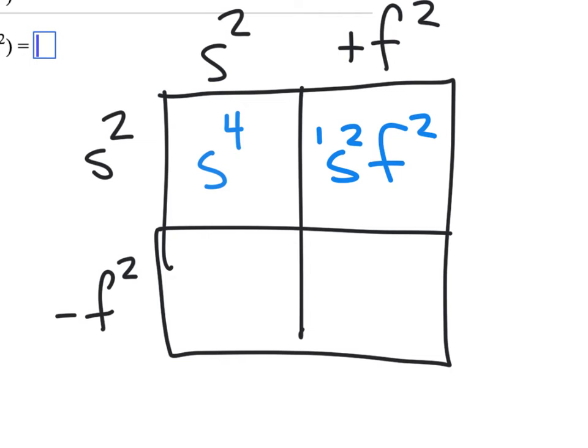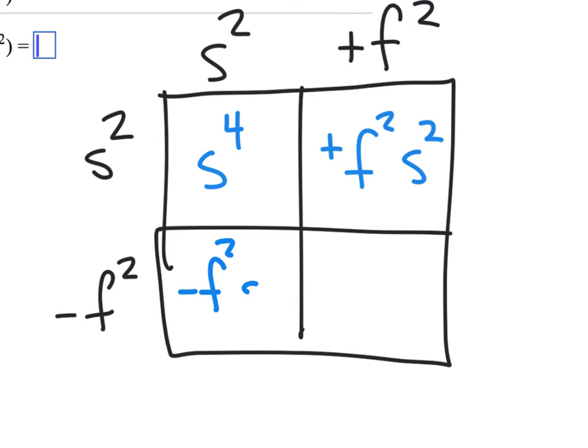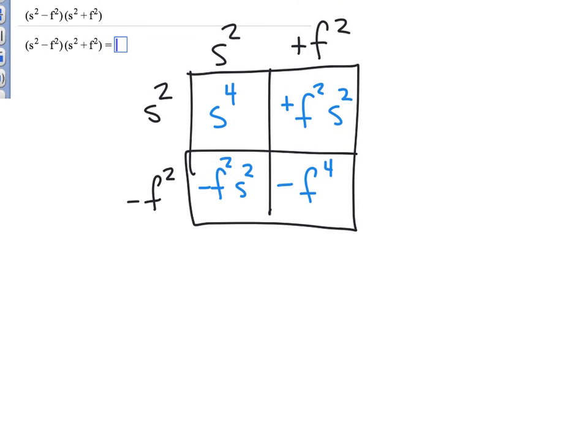Now, typically, we put them in alphabetical order. It doesn't have to be that way, but I'm going to, just because I'm the teacher and I should. All right, now down here, it's going to be negative, so it's going to be negative f squared s squared. And then right here, it's still going to be negative, but it's going to be negative f to the 4th power. So you might want to pause the video and make sure you understand how I got all that.